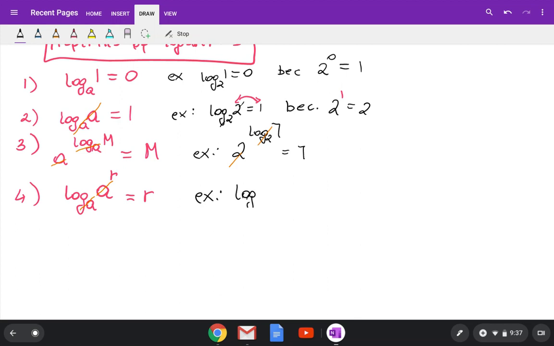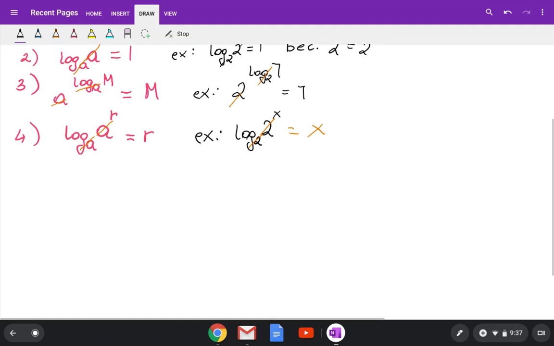Logarithm of base 2, and the input will be, let's say, 2 to the power of x. Okay, so all the time when I see that the base of log is the same as the base of the exponential expression, they will cancel each other, and my solution is the remaining expression, which is the exponent of the exponential expression, which is x. So that was number 4.